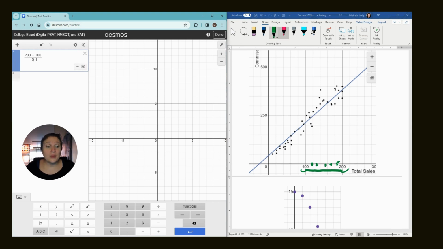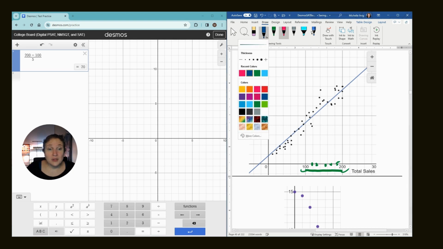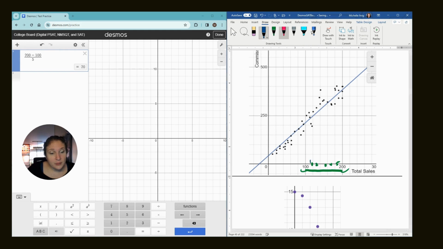So now we know each one of these boxes stands for 20, okay? So let me make it super thin. So this would be like 120, 140, 160, 180, and then our 200. So if you ever get stuck, if they give you a graph where it's not obvious what the scale is, that's all you need to do.